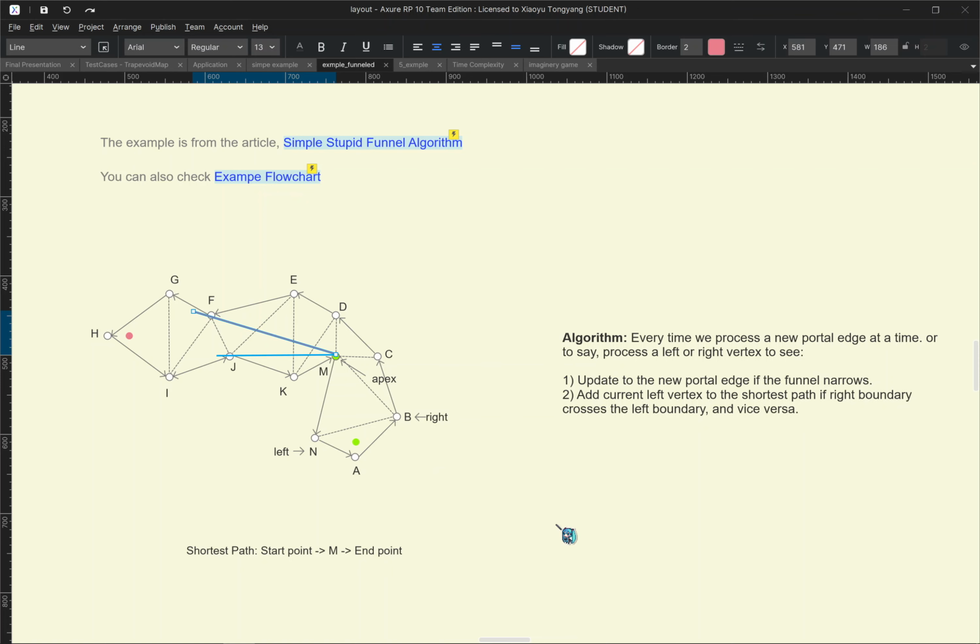For the next video, I will talk about the time complexity of the algorithm. We will see and discuss what the time complexity is for each main algorithm. And I will talk about it in the next video.